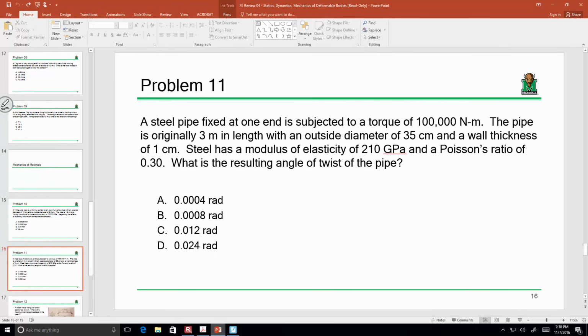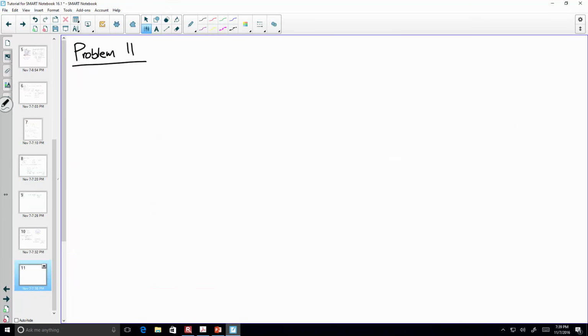Okay, so problem 11. We have a steel pipe that is fixed at one end and it's subjected to a torque of 100,000 Newton meters. So this pipe is being twisted, okay? Now the pipe is originally 3 meters in length with an outside diameter of 35 centimeters and a wall thickness of 1 centimeter. Now steel has a modulus of elasticity of 210 gigapascals and a Poisson's ratio of 0.3. What's the angle of twist, okay? So we got a couple things we need to compute, all right? So this is a torque problem, so if you want, you can follow along on page 82.